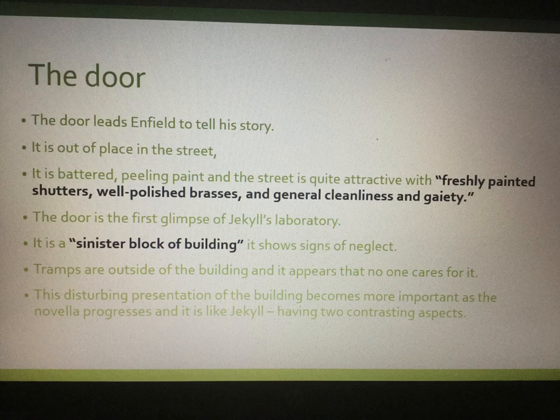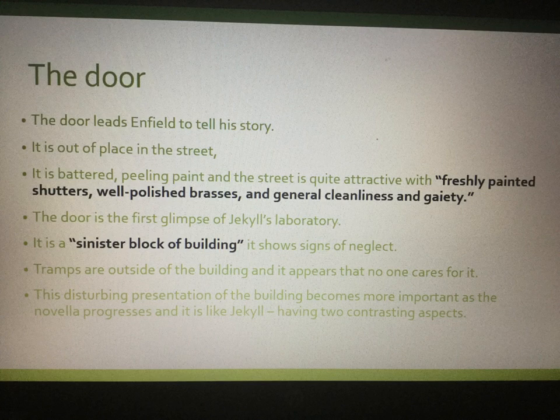The importance of the door. It leads Enfield to tell his story. It is out of place in the street. It is battered, with peeling paint, and the street is quite attractive with, quote, freshly painted shutters, well polished brasses and general cleanliness and gaiety. And the door is the first glimpse of Jekyll's laboratory.